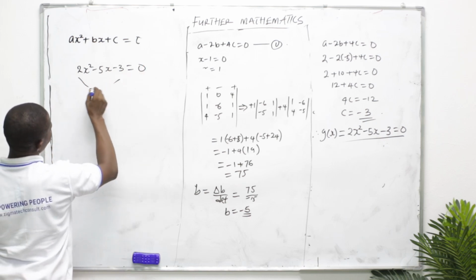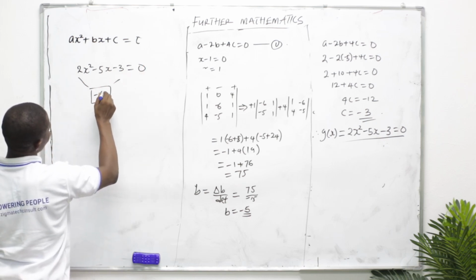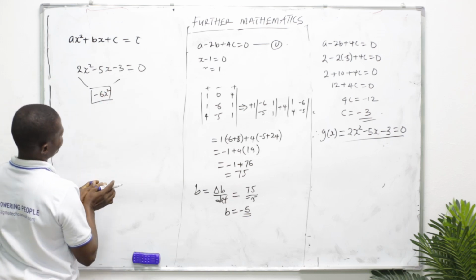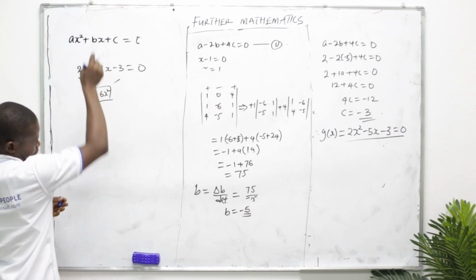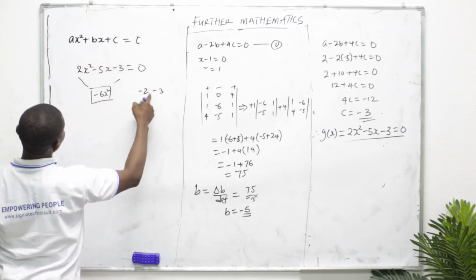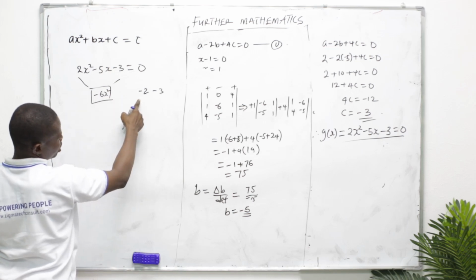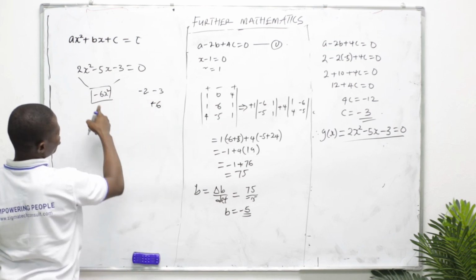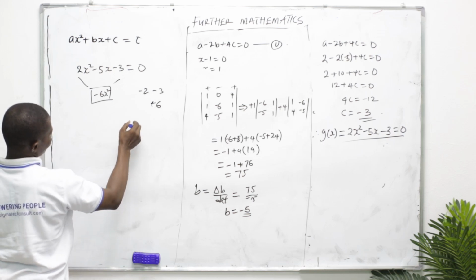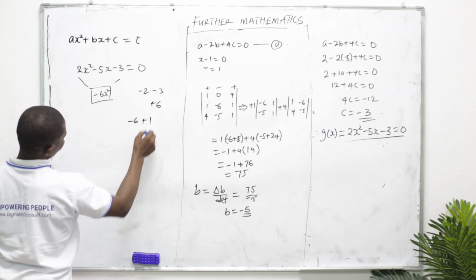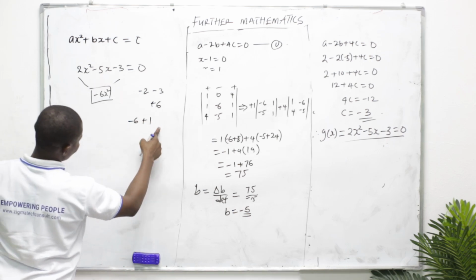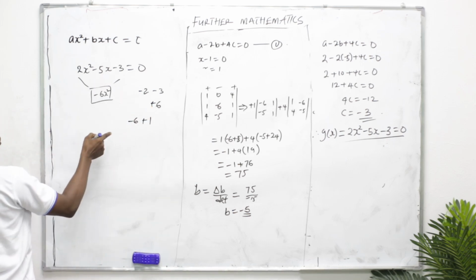Linking method. Here will give us minus 6x squared. What are the two numbers that when I add, and if I multiply, will produce this for me? I may suggest minus 2 and minus 3. Minus 2 minus 3 is minus 5, but minus 2 times minus 3 is plus 6. But here we have minus, so it's not going to work. So the best thing here, I think, minus 6 plus 1. Minus 6 plus 1 is minus 5. Minus 6 times plus 1 is minus 6.